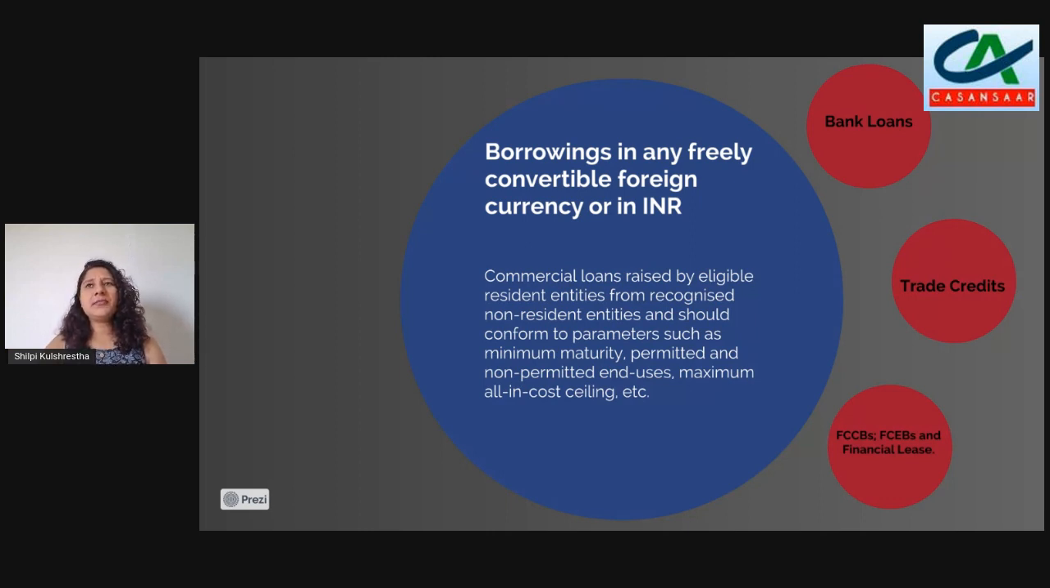Another important thing, which makes it quite different from other loans, is a set of other important terms such as minimum maturity, permitted end uses, non-permitted uses, maximum all-in cost ceilings, and agreements. So these are all other important concepts, I would say, in this particular topic. So how can we identify what we can consider as external commercial borrowing? It could be your bank loans, your trade credits, or your FCCBs, FCEBs, and financial leases.